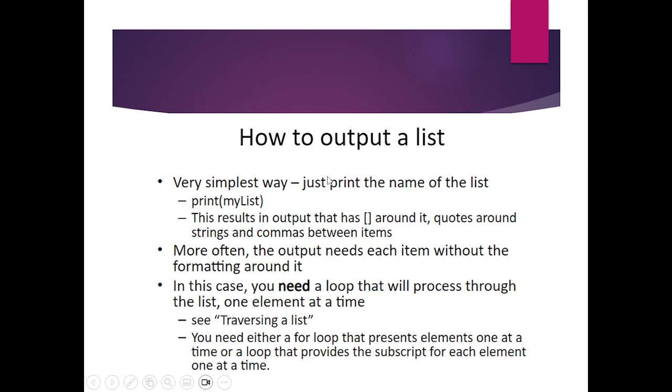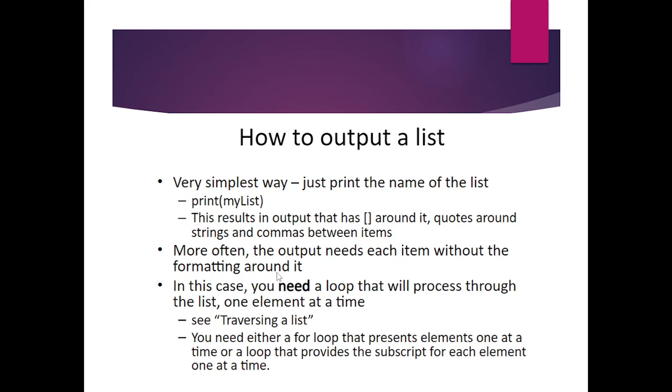How to output a list? We have the very simplest way. Just print the name of the list, print my list. So this will output the list. This results in output that has open and close brackets around it, quotes around strings, and commas between items.